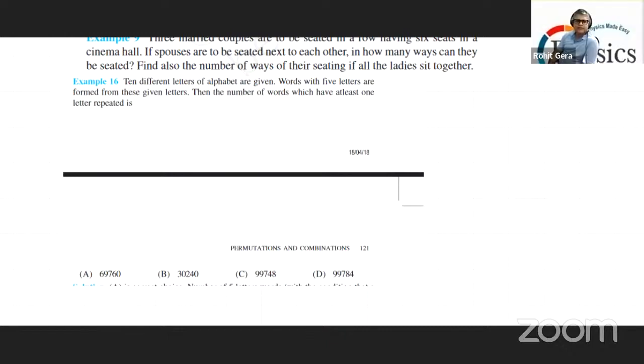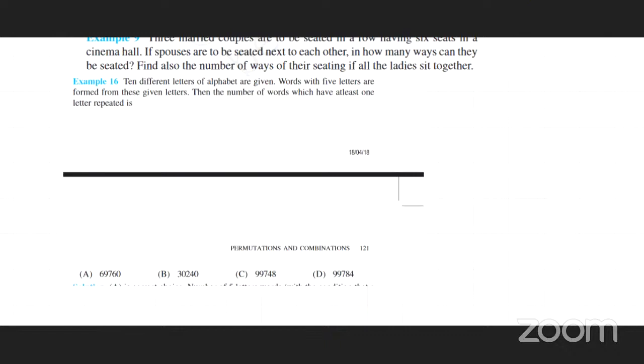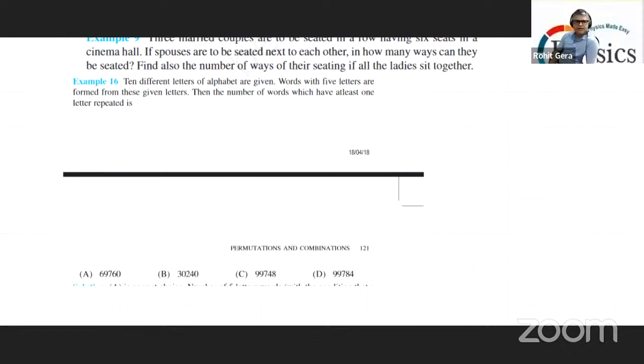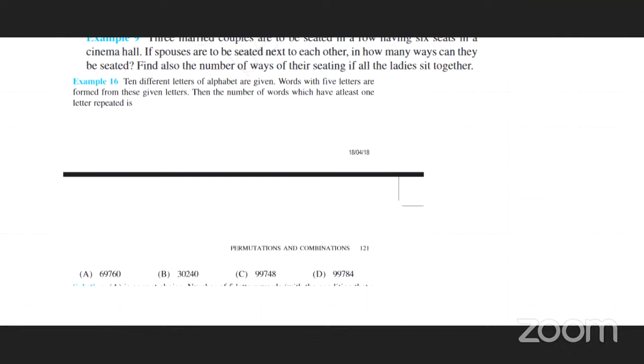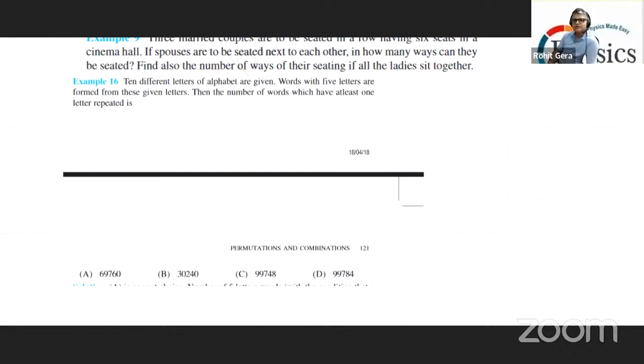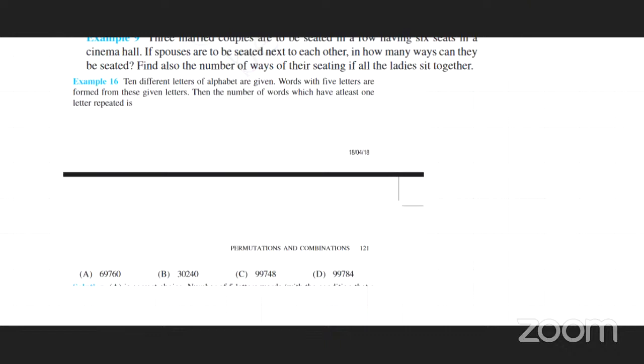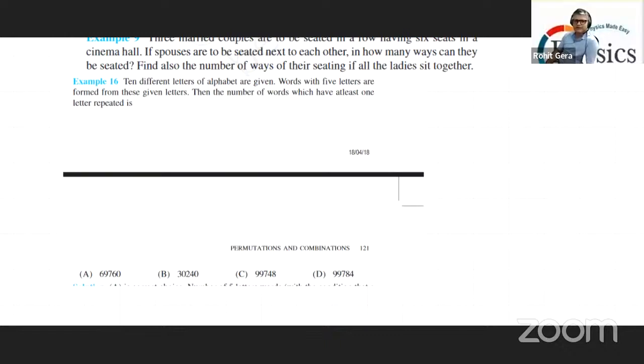One letter repeated. Okay, total words minus no letter repeated. So 10 different letters are there, and you have to create 5 words. So 10p5. Words with 5 letters are formed. So 10p5 into 9 into 8 into 7, the same 10p5 came. Use the principle of counting and the new theorem of permutation. 5 vacancies, 10 available options. So 10p5 is same as what you just said.